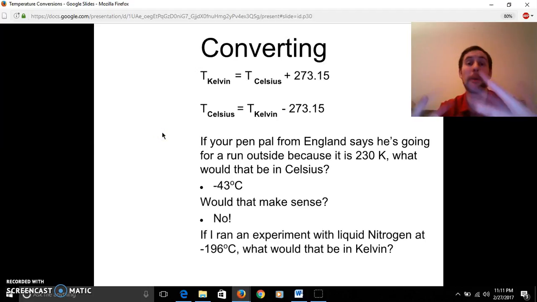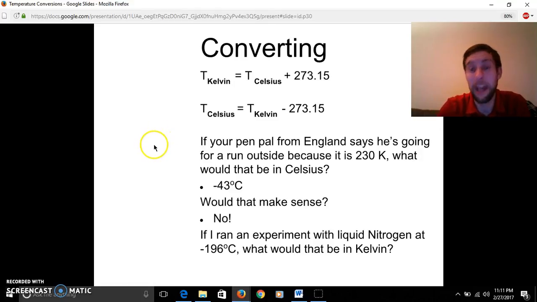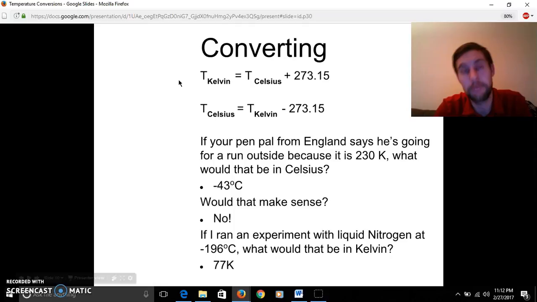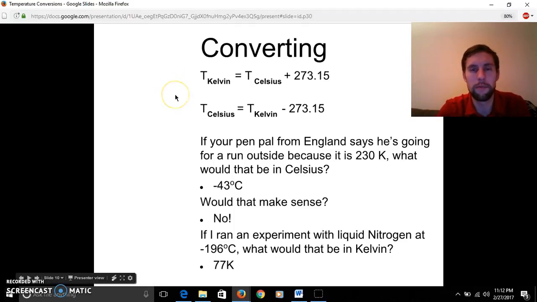Okay, let's say I'm running an experiment with liquid nitrogen, which is awesome. It freezes things so quickly. And obviously it's at negative 196 degrees Celsius. What would that be in Kelvin? So now we're looking for Kelvin, so we're going to use this top formula. Plug in the Celsius temperature of negative 196 plus 273.15, and we'll get our temperature in Kelvin to be 77-ish Kelvin. We apparently didn't add the 0.15 in there, but probably should.